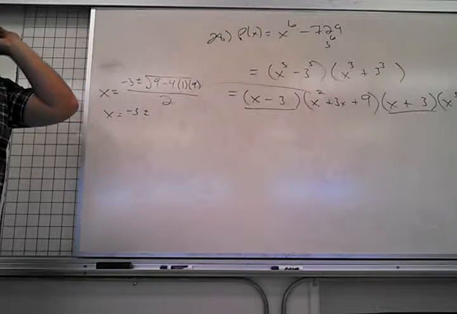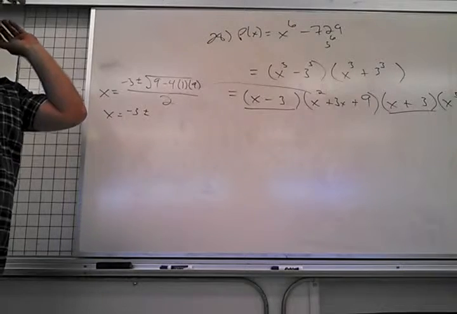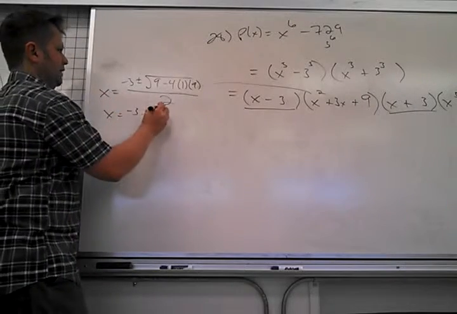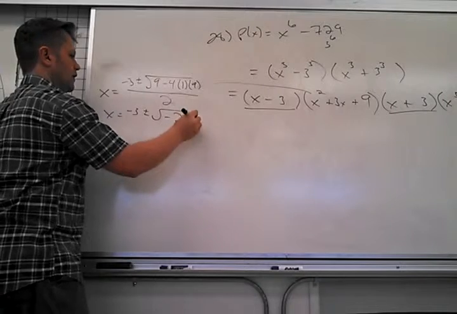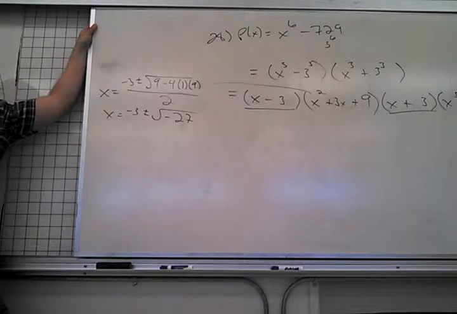9 minus 36, which is negative 27. So that means I'm going to get two what kind of answers? Complex, right? I've got a square root of a negative.